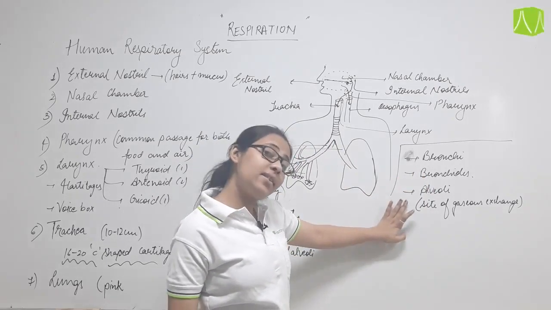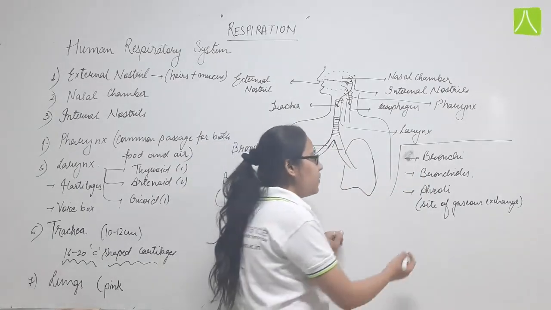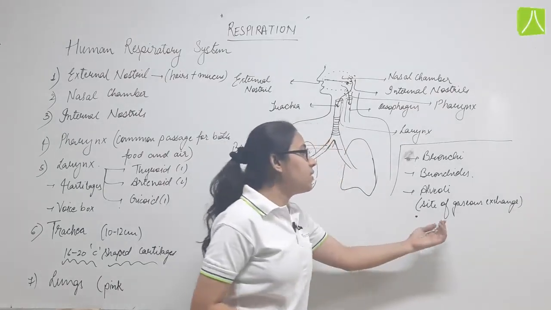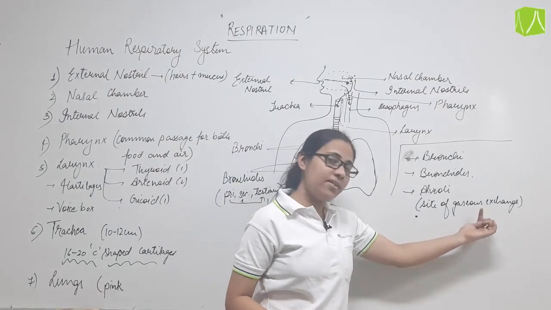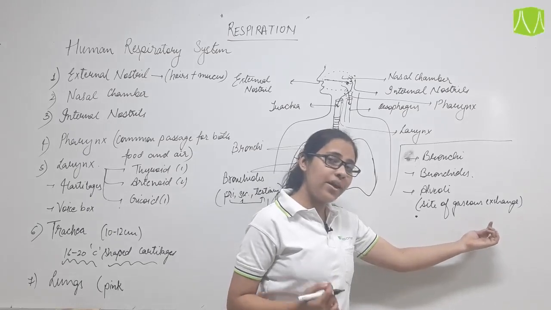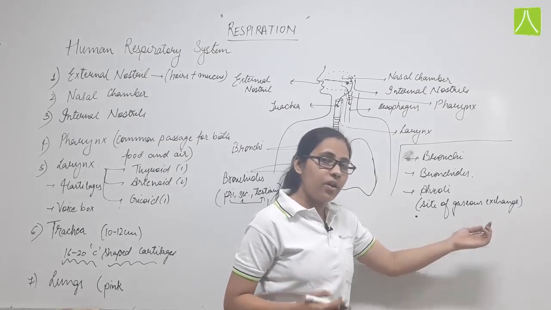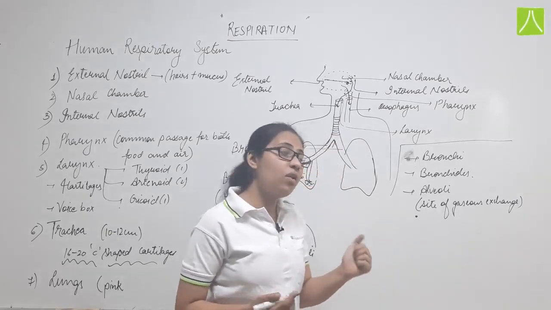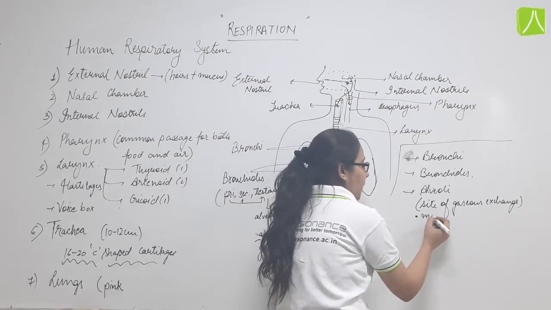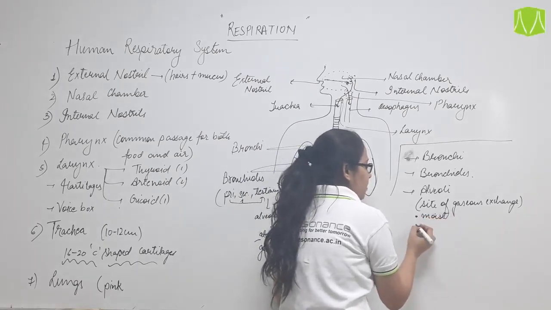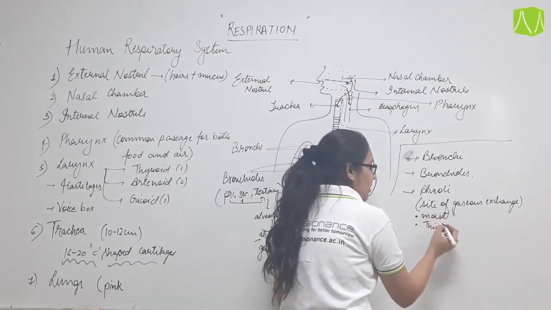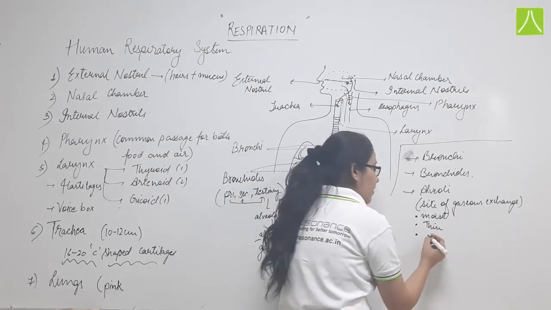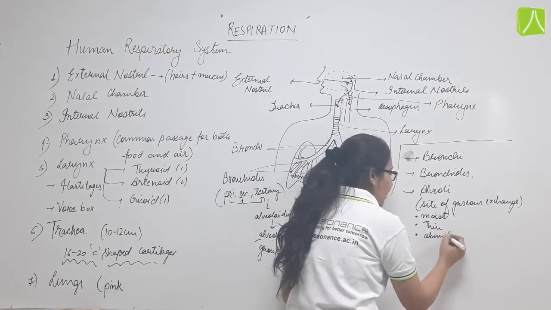Now what are the characteristics of alveoli? Alveoli is basically the site of gaseous exchange. We can say it is the main respiratory organ over here, and it helps in the gaseous exchange. Now, what are the characteristics of alveoli? It is moist, yes, it is moist and very thin. Its membrane is very thin, and alveoli have abundant blood supply.